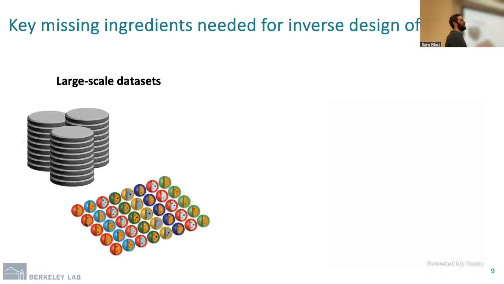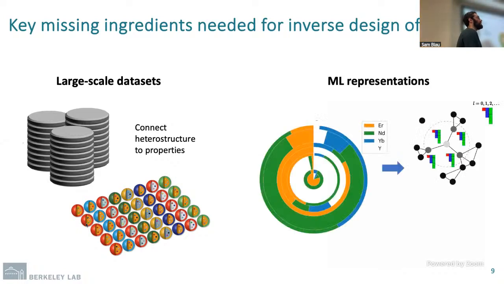There are no large-scale data sets of these types of simulations of heterostructured upconverting nanoparticles because they're really expensive, and because the best implementation until this project was in EOR Pro 7. And we need to connect the heterostructure to the properties in order to machine learn it.